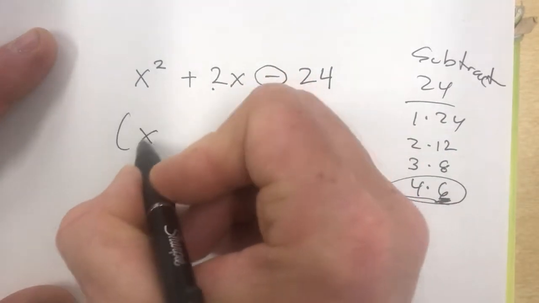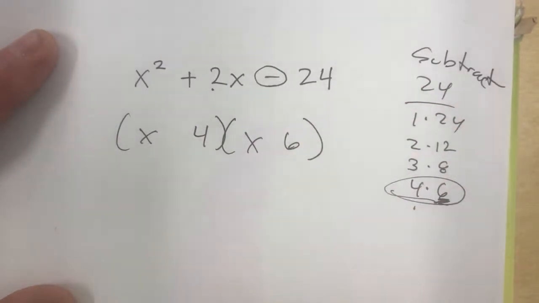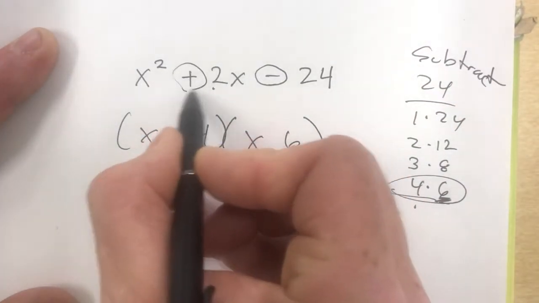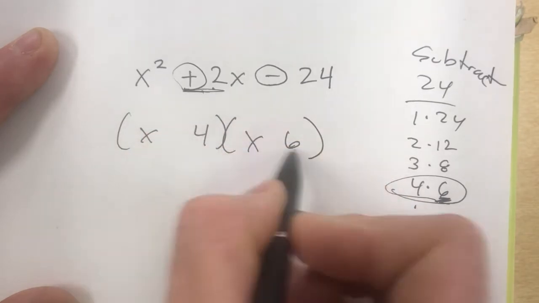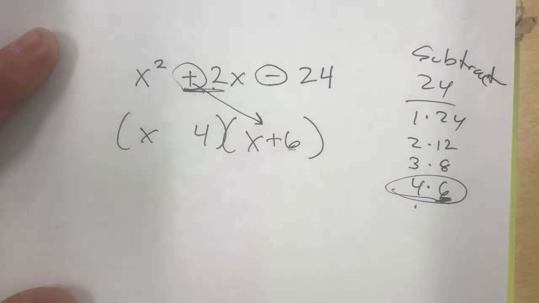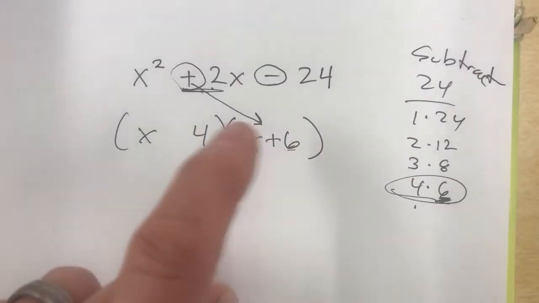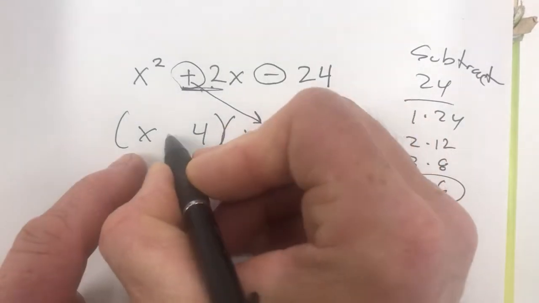Okay, so I've got x and 4, x and 6. Now this sign here always goes to the big number, which 6 is bigger than 4, so that goes over here. And then the last sign's a minus, and if your last sign's a minus, you got to have a positive and a negative. I've already got a positive, so this must be my negative right there.